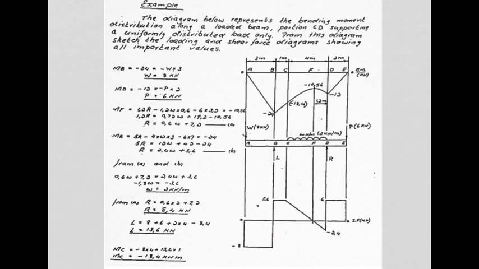This one is interesting in that you are given the bending moment diagram. The diagram below represents the bending moment distribution along a loaded beam. Portion CD supporting a uniformly distributed load only. So they're telling you that between C and D there are no point loads, only a UDL. From this diagram, sketch the loading and shear force diagrams showing all important values. So you've got to work backwards and find the loading and shear force diagrams. Essentially you use exactly the same methods, you're just working backwards to find the load that caused the bending moment.